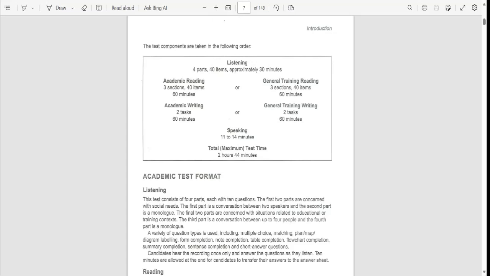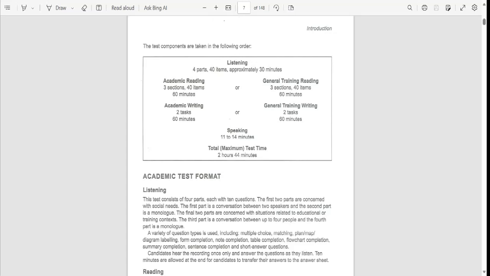But in the general training reading, it's different. The types of readings are about job, employment, management, and this kind of daily things, not about academic things. And the academic module is harder than the general module. Yeah, it's a bitter fact, but it's true.